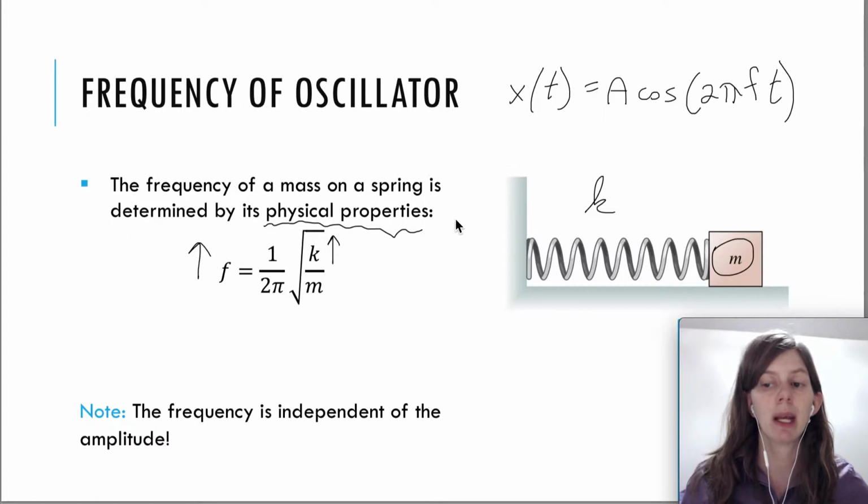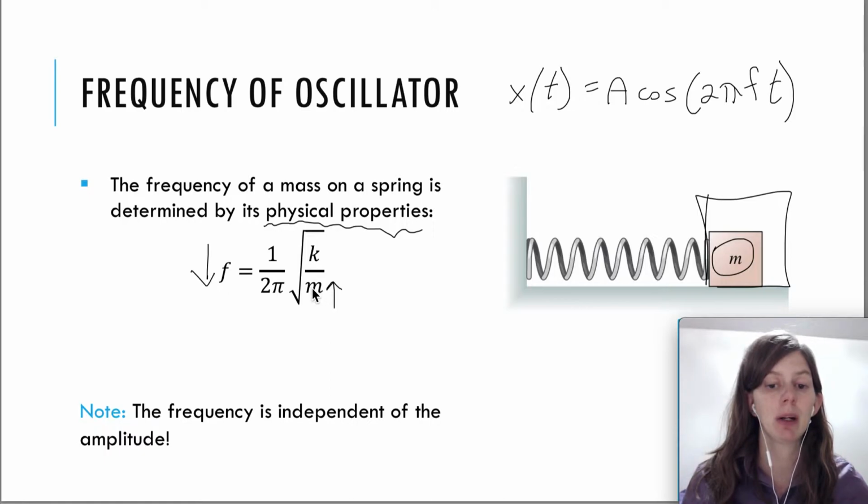Now, on the other hand, if you increase the mass, can you see that if you make this a bigger mass, it's going to hinder the motion and it's going to make it oscillate slower? So increasing the mass makes the frequency smaller, so it makes sense that the mass is in the denominator.